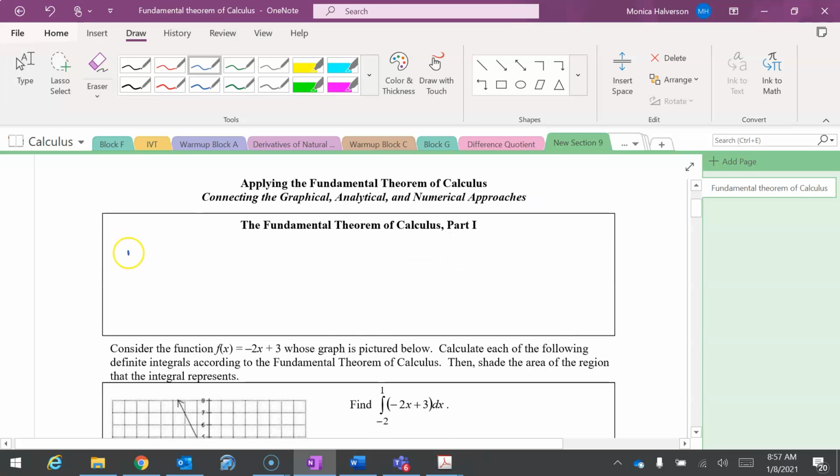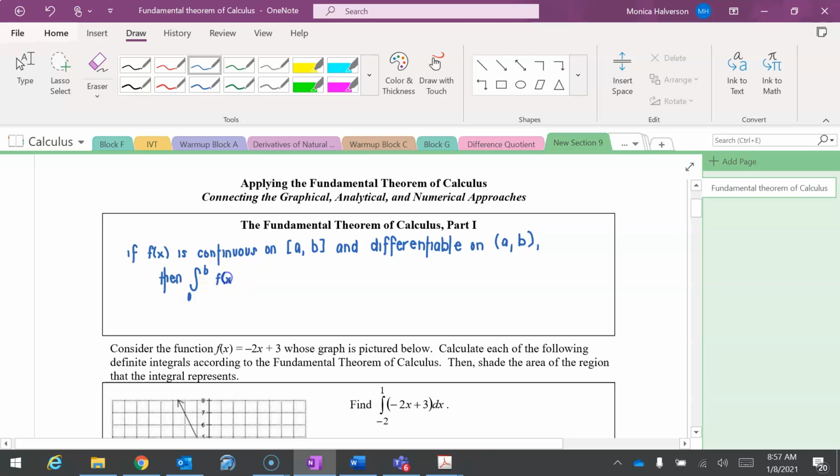All right, and this states that if our function is continuous on a closed interval of AB and it's differentiable within this same interval, then we can find the definite integral of a function.